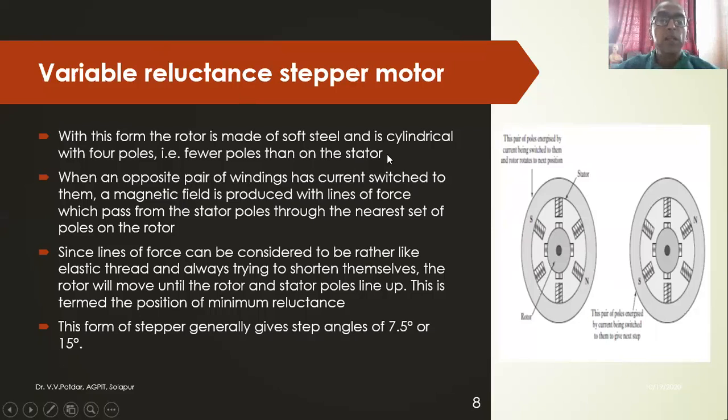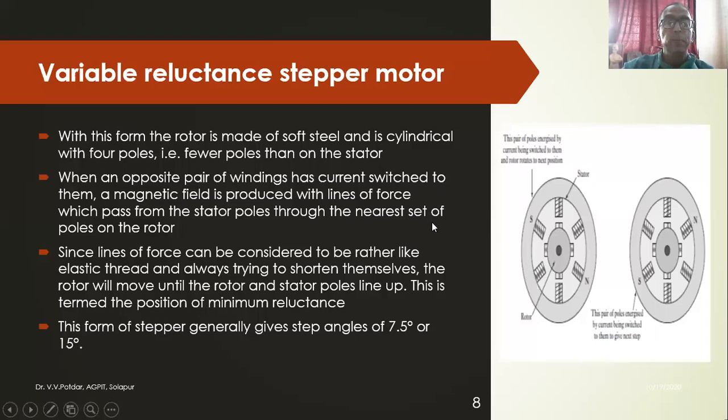With this form, the rotor is made of soft steel and is cylindrical. The rotor is cylindrical with 4 poles, fewer poles than on the stator. The stator has 6 poles, whereas the rotor has fewer, lesser poles, 4 poles. When an opposite pair of windings has current switched to them, so north and south pole of the windings, this and this pole, or this and this pole, these are the opposite pairs.